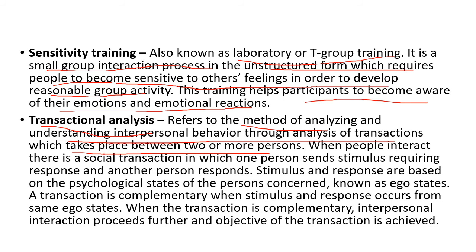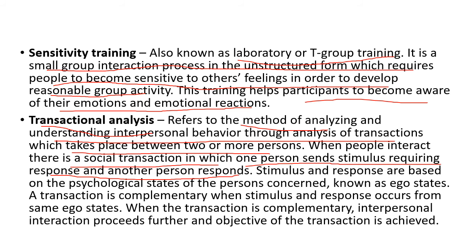Okay, so when people interact, there is a social transaction. Okay, that is, this is about social interaction. When people interact, there is a social transaction in which one person sends a stimulus requiring response and the other person responds. Okay, suppose you sent a friend request to someone on Facebook and that person accepts it. That is, that person responds. Okay, you send a stimulus, that is the friend request, and that requires a response from the person who is receiving it. And if that person accepts or rejects, that is the person responds.